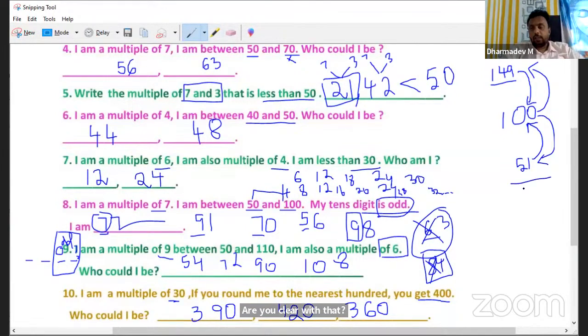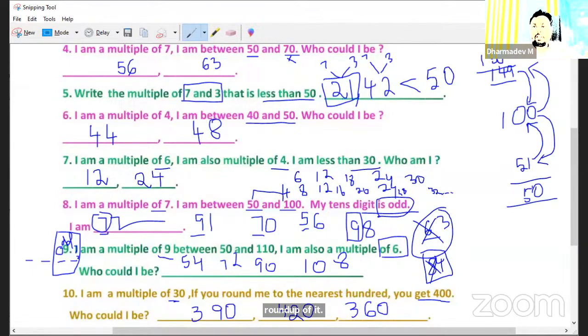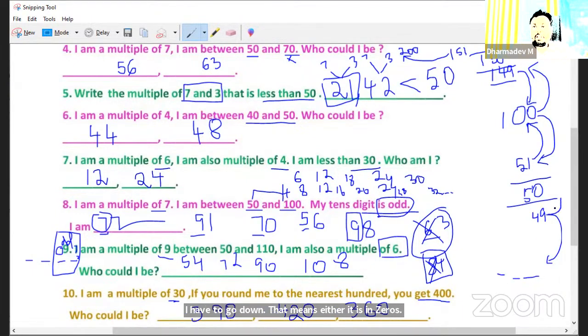So the number 50 is itself a round off, you cannot round it off. The number 150 is itself a round off. The number 151, if I want the nearest hundreds, I cannot take 100, I will take 200. If the number is 49, for the nearest hundreds I have to go down, that means zero. I cannot go beyond this number 50, because it's already less than 50, then the answer is 0. Are you getting it?